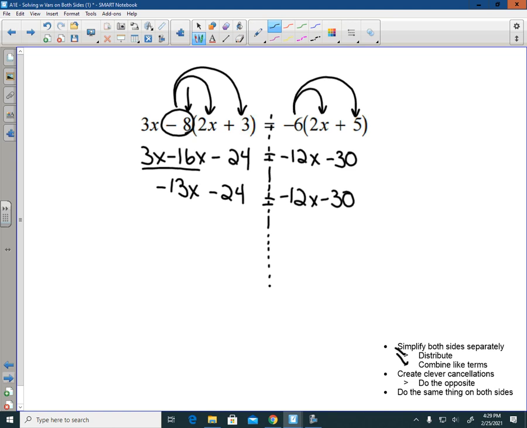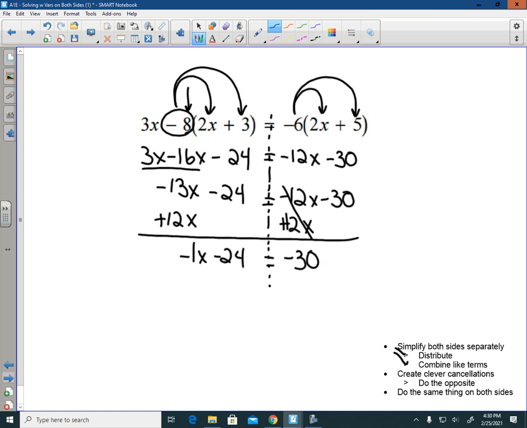Okay, so now we've combined like terms, and it's time to create clever cancellations. Because if you look at the left, there's no more like terms to combine. If you look at the right, there's no more like terms to combine. And so now we need to start creating clever cancellations. And again, I like to start on the right and work with the term that has the variable first. So this is a -12x, so I'm going to add 12x to both sides. That creates this cancellation. I have -13x's plus 12x's for like a negative 1x minus 24 equals negative 30.